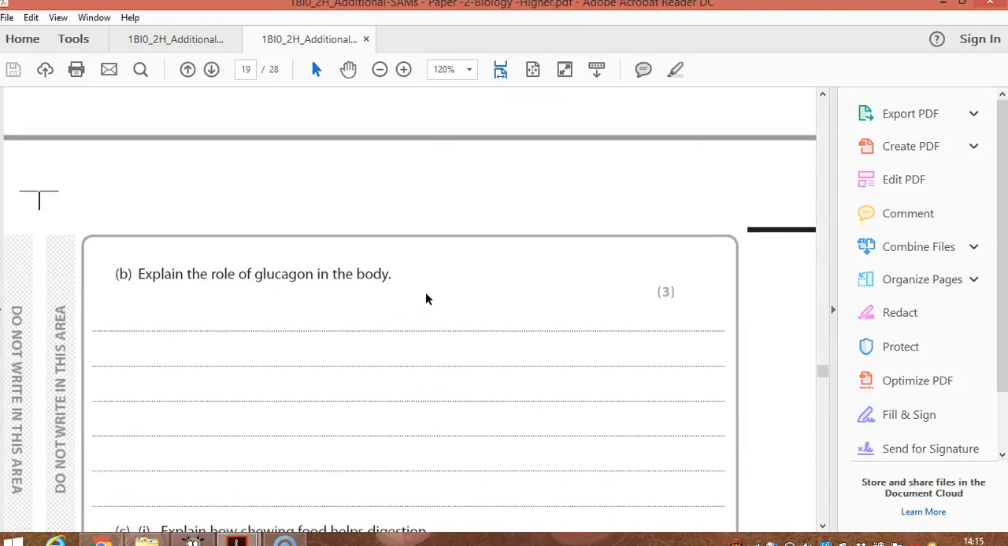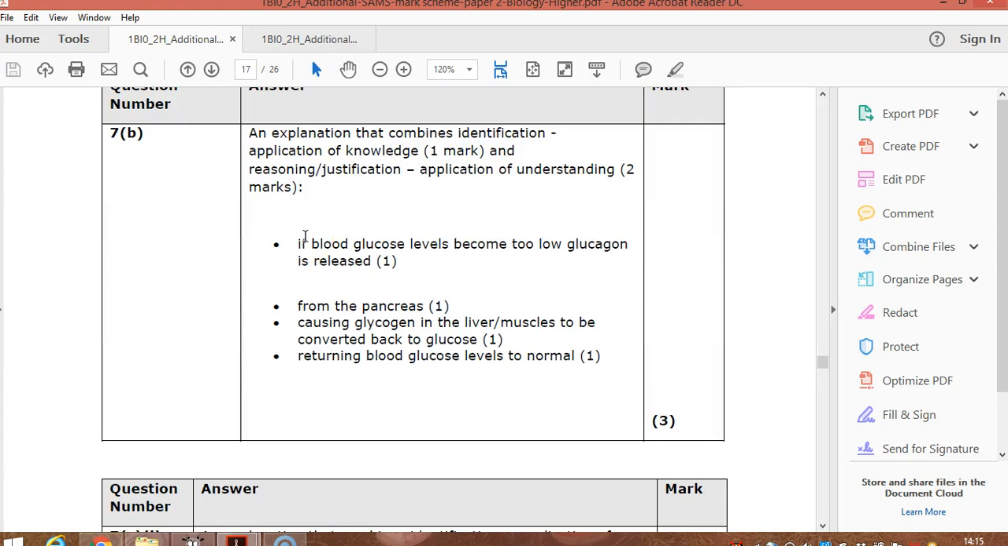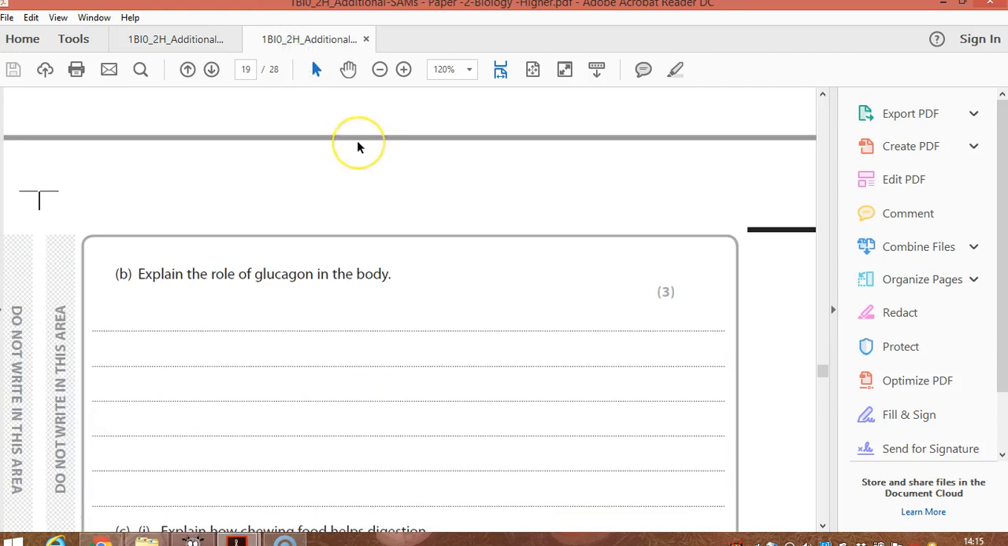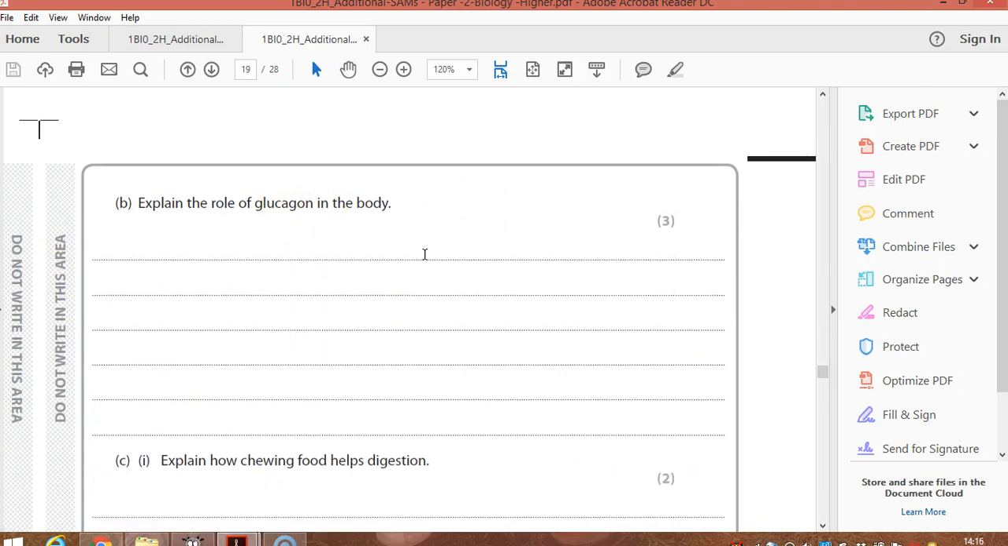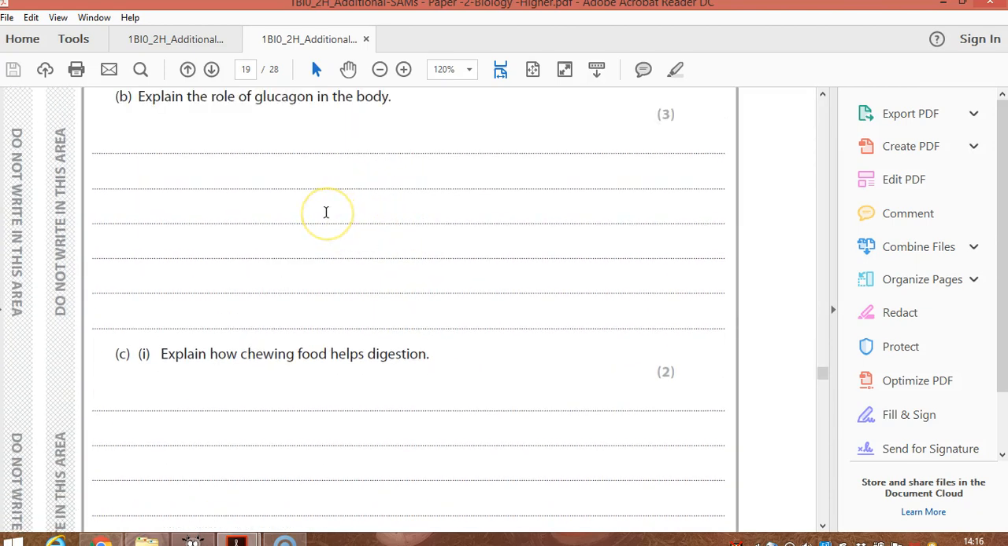Explain the role of glucagon in the body. 3 marks. Off you go. Right, so glucagon. If blood glucose levels become too low, glucagon is released from the pancreas, causing glycogen in the liver to convert it into glucose, returning glucose blood levels to normal. This is one of the many negative feedback loops in biology. You need to know all about your negative feedback loops, like water regulation, and also with egg release for the human period and cycle.